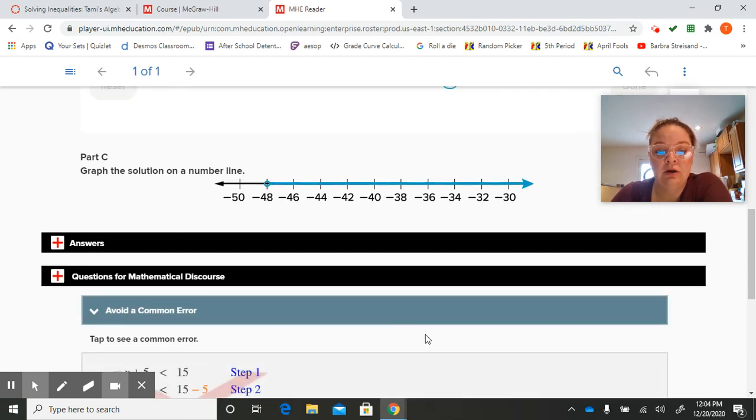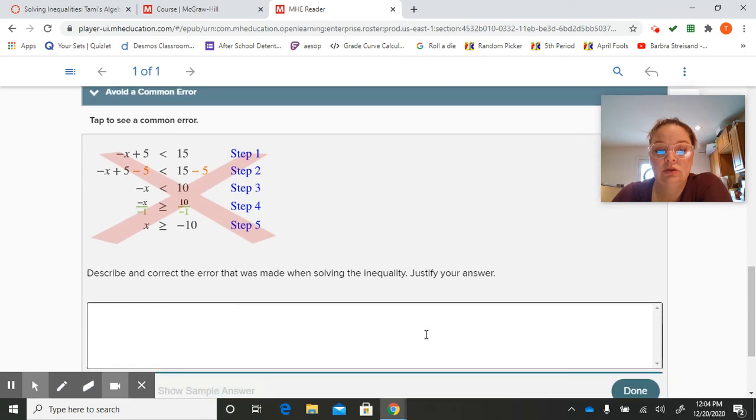And the common error: negative x plus 5 less than 15, subtract 5, that looks good. So then we have negative x less than 10. When they divide by negative 1 here, they change it to greater than or equal to. What is the error that is happening there? Write that down in your notes because it will come up later on our Canvas page. What did they do wrong here between steps 3 and 4?